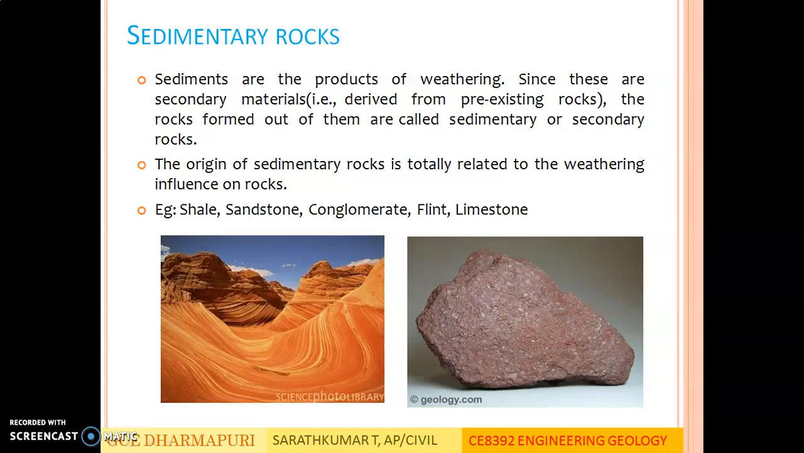Once the primary rocks like igneous rocks are subjected to weathering, they disintegrate, and the disintegrated particles, which are called sediments, will be transported by natural agencies and deposited in some other places. Once this deposition takes place over a long time, these sediments clubbed together using cementitious material and form rock. These types of rocks are called sedimentary or secondary rocks. Examples of such types of rocks are shown in this slide.